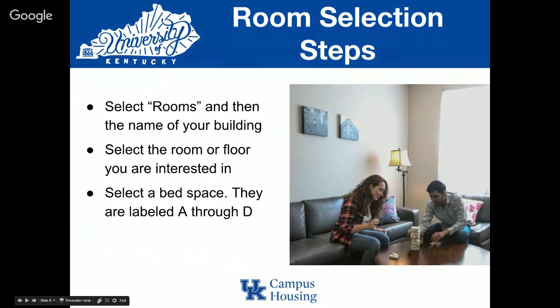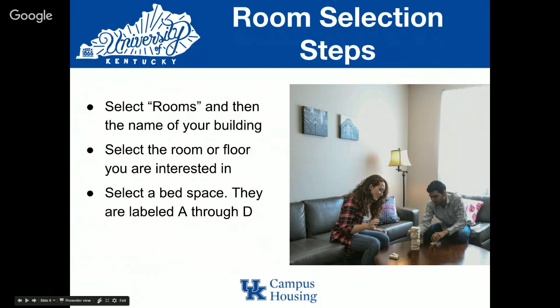So, as I said, there's going to be a section in your housing application that you're going to be able to see that you wouldn't have seen originally. That step is going to be called rooms. So first thing you're going to do is go in your application, select rooms, and then you'll see the name of the building that you have been assigned to. You should have already received your building assignment email, so you know what building you're going to be in.